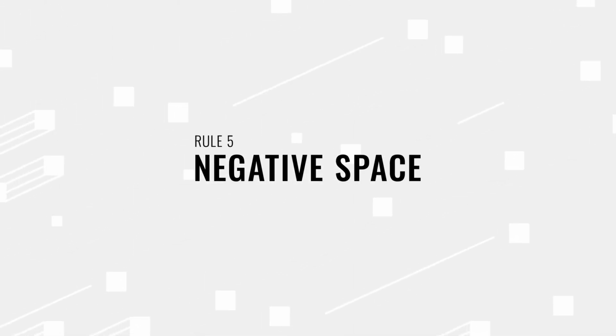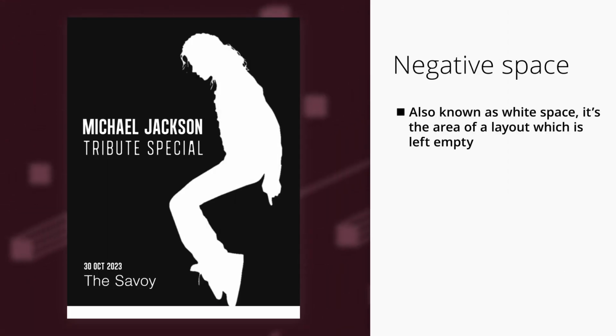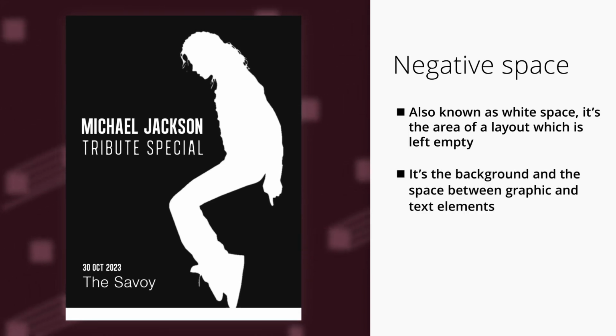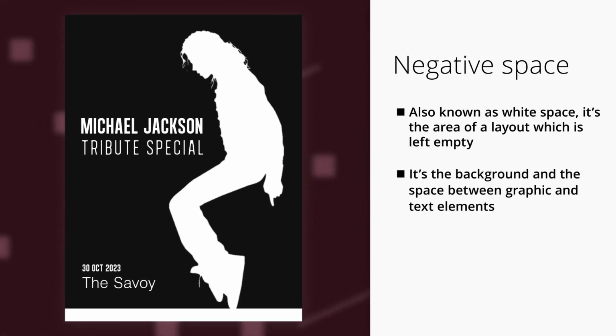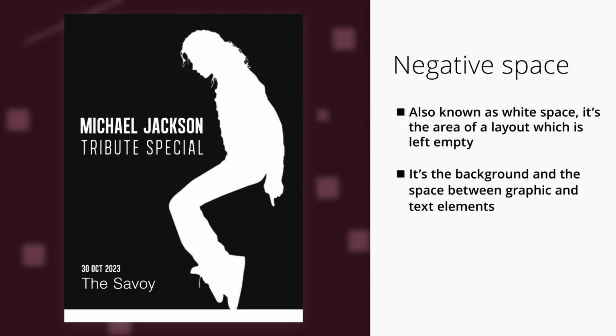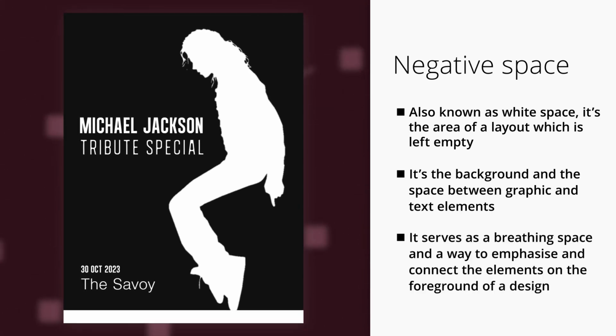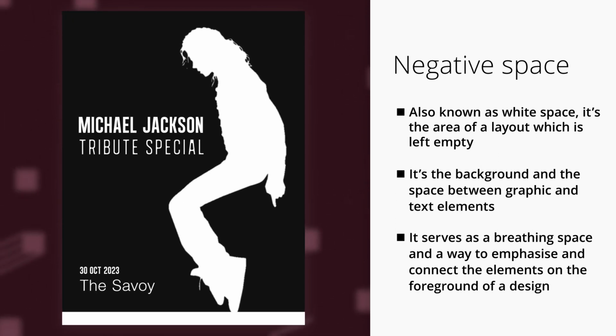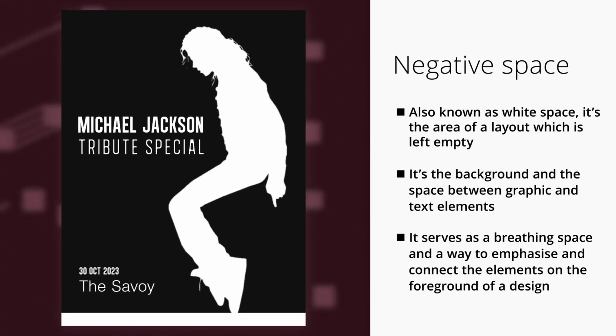Fifth rule of composition: negative space. Negative space, also known as white space, is the area of a layout which is left empty and can be seen as the background between graphic and text elements, as well as in between those elements. It serves as a breathing space and also as a way to emphasize and connect the elements on the foreground of a design. Unlike the name suggests, white space is one of the most important elements in any design composition.